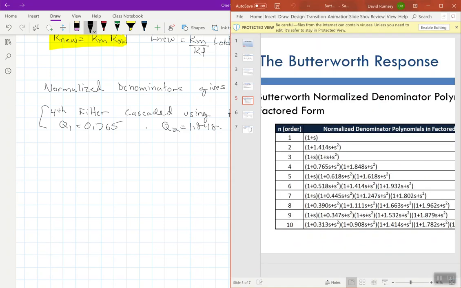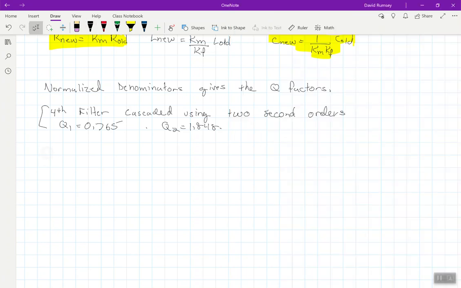And you might say, where is this table? This is one of those things that's just published. I mean, this is well known. People use this all the time. Okay, there is theory behind why these poles are in these particular locations, but that's going to be beyond the scope of this course, and that would be for the course that deals with circuit synthesis. Okay, so fourth order cascading using 2 second orders.